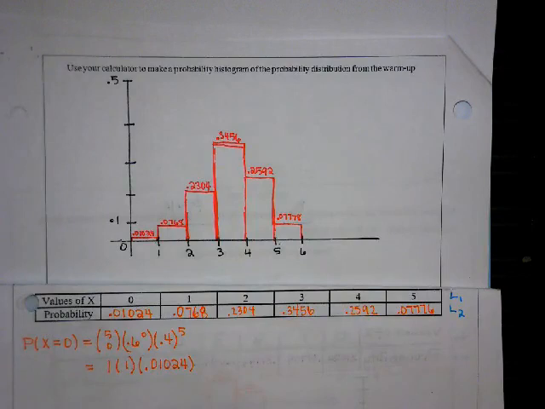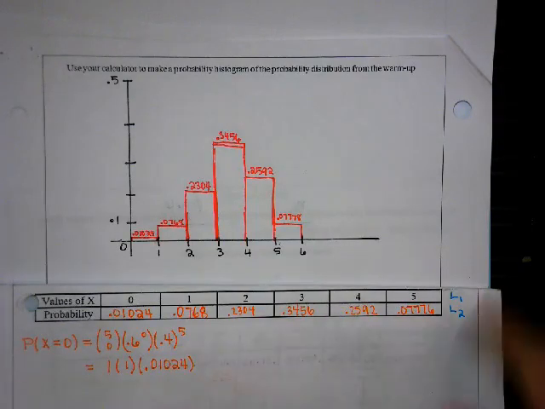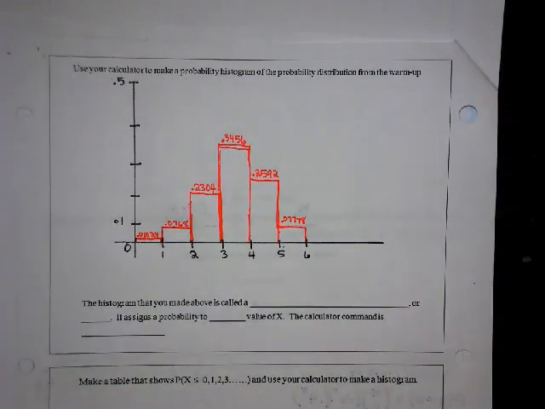0.2592. We good on our histogram? Straight. 0.0778. So that histogram has a special name.